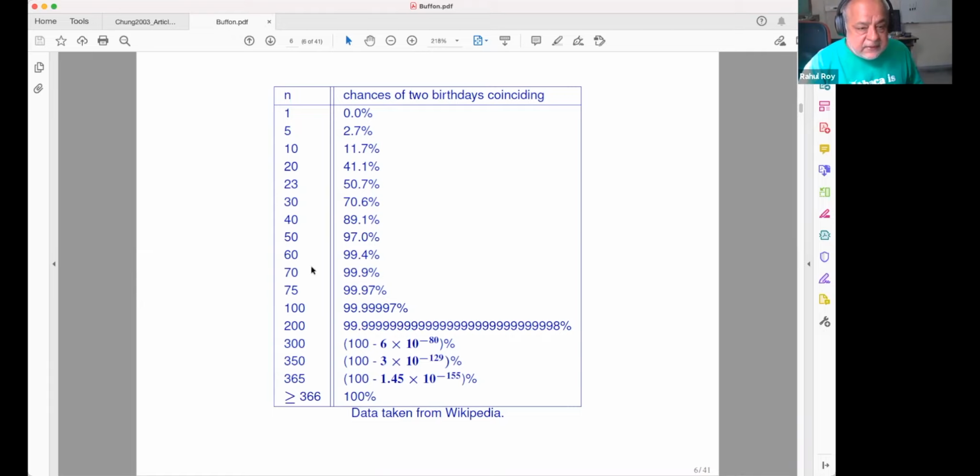And if the class size increases, then you'll see how it increases. When it's 30, it becomes nearly 70%. For 40, it is 89%. For 60, it's nearly 100%, 99.4%. And that also you would believe, that if there are 60 people in the class, the chances are very high that two people have the same birthday. And there are others given here. Of course, if there are more than 366 students, because there are only 365 days in the year, by Dirichlet's pigeonhole principle, we must have two students with the same birthday.